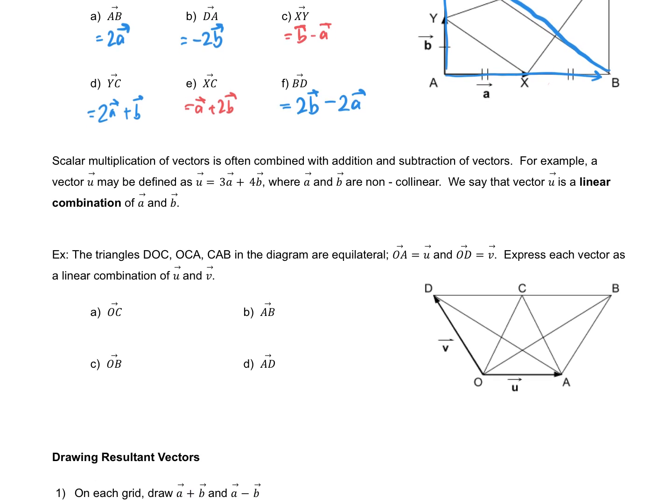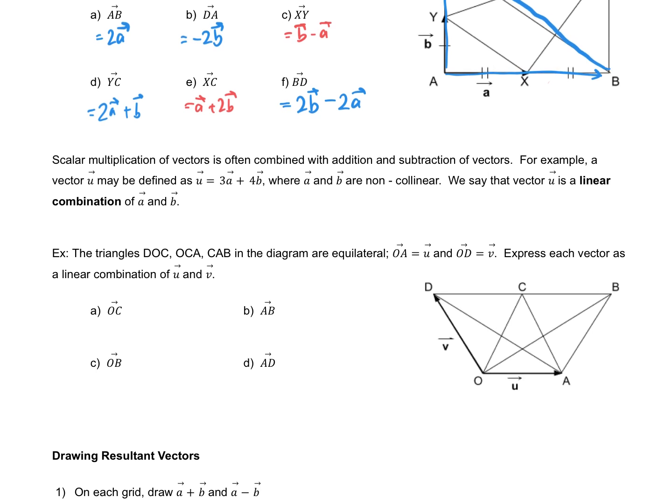And final example here, I have a trapezoid. We're told that OA is vector U, OD is vector V, and we need to express each of these as a linear combination of U and V. So we're going to start with OC, this vector here. Well, my vectors are positioned tail to tail, U and V, and vector OC is just the diagonal of the parallelogram formed between vectors U and V. So this is just a sum of U and V.